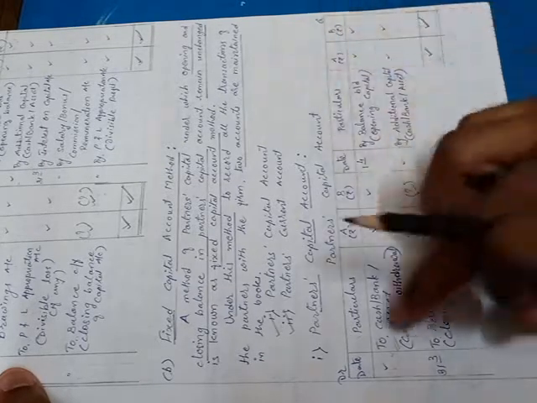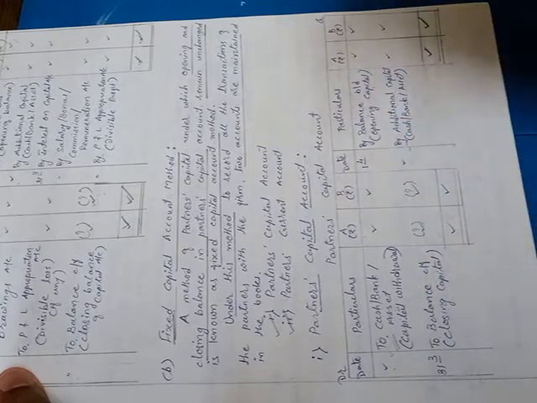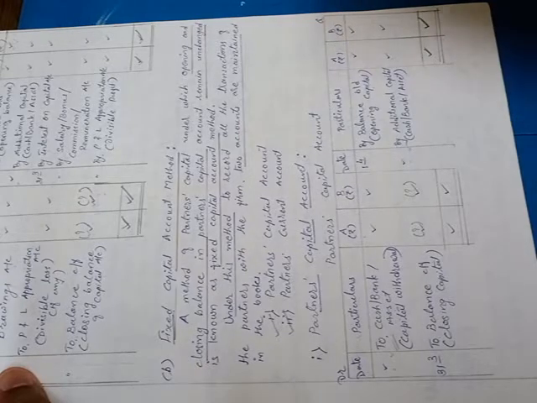So now after preparing the capital account, how are we going to record the transactions regarding interest on capital, drawings, interest on drawings, salary, commission, bonus, or divisible profit or loss?